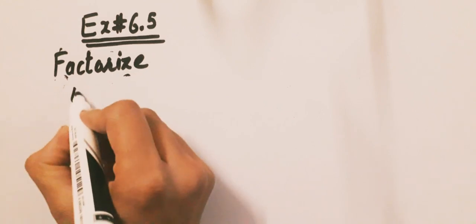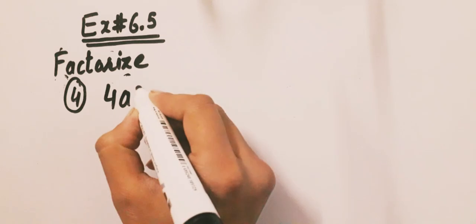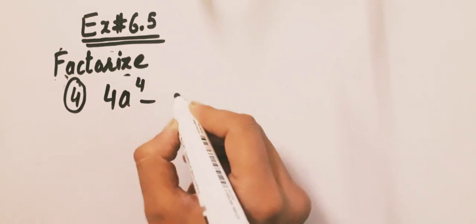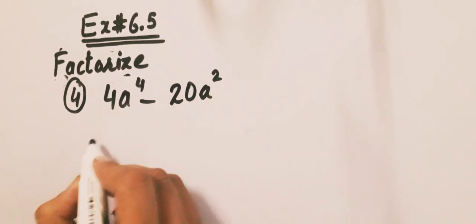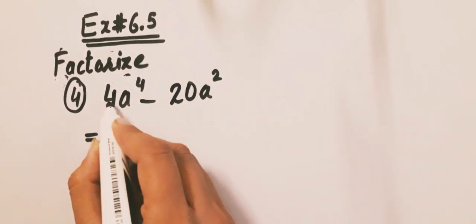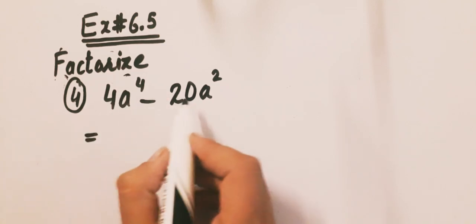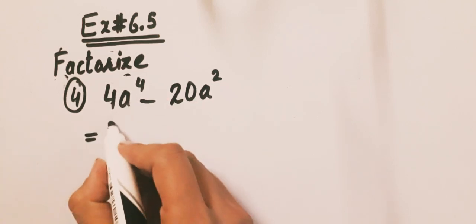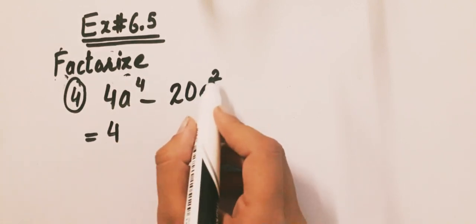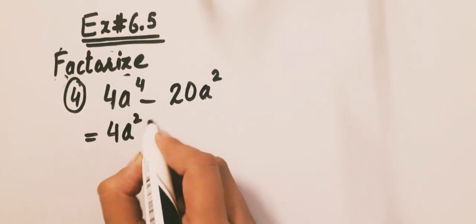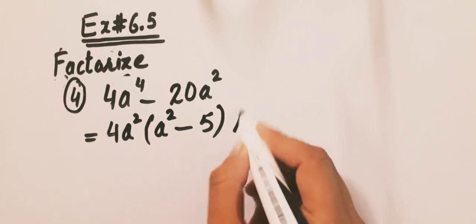Now we will solve part 4, that is 4a raised to power 4 minus 20a raised to power 2. So we will take two numbers 4 and 20. 4 is common because 4 into 5 becomes 20. A raised to power 2, a raised to power 4. A raised to power 2 is smaller. So remaining is a raised to power 2 minus 5. This is the answer.